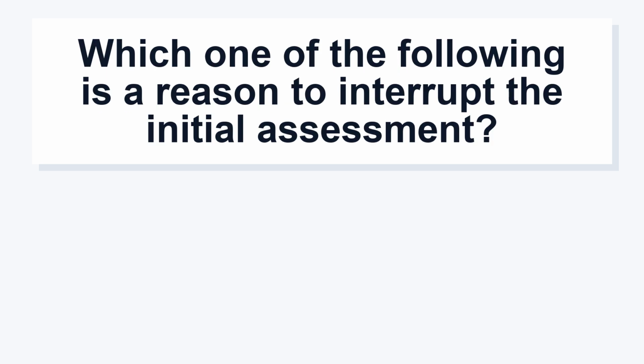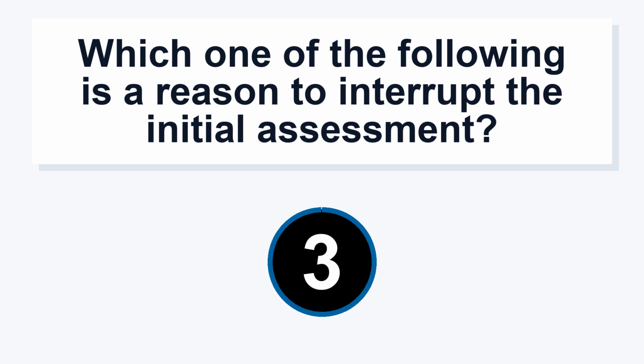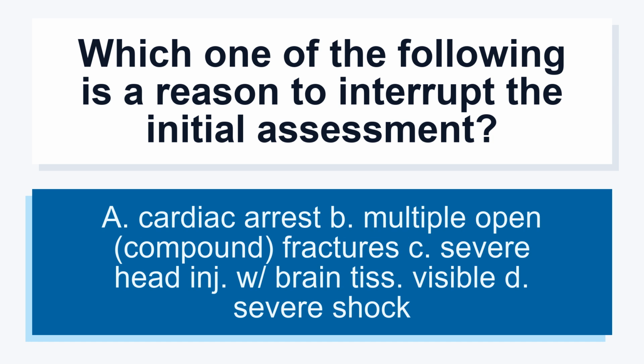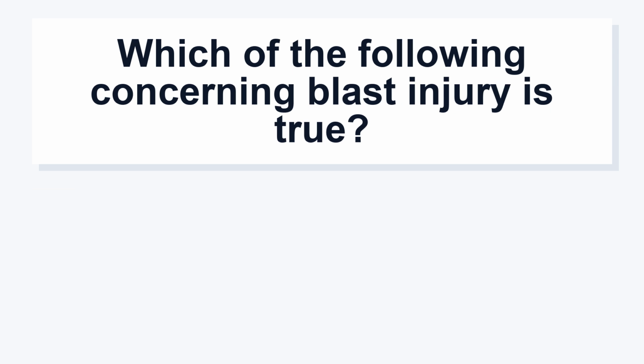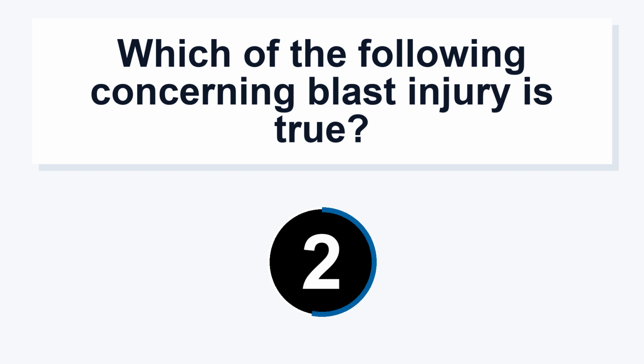Which one of the following is a reason to interrupt the initial assessment? A. Cardiac arrest. B. Multiple open, compound fractures. C. Severe head injury with brain tissue visible. D. Severe shock. Which of the following concerning blast injury is true?